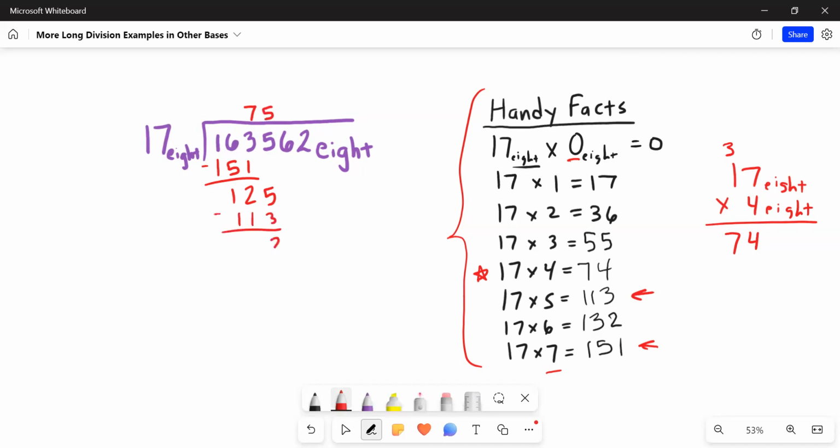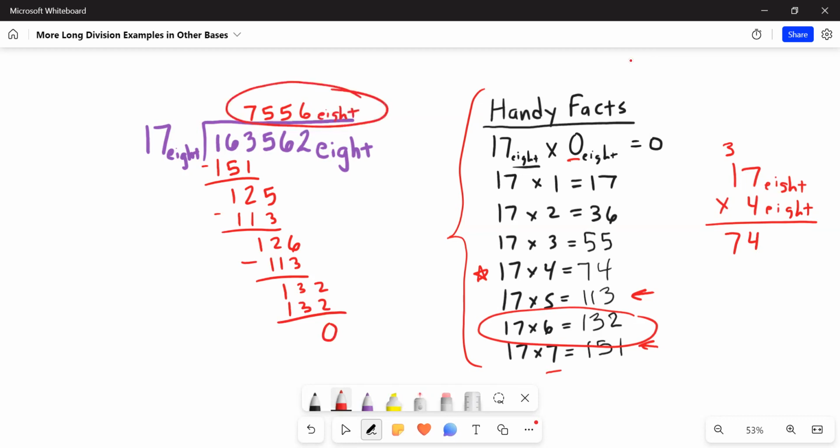When we subtract, we get 12, bring down the next digit, which is a 6. We're going to use the same fact again, 113. We get 31, bring down the last digit, and you can see that worked out perfectly to go in 6 times. And so our answer, quotient 7556, base 8, there is no remainder here at all.